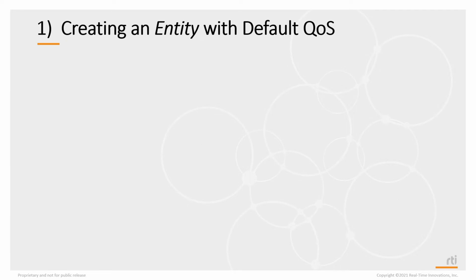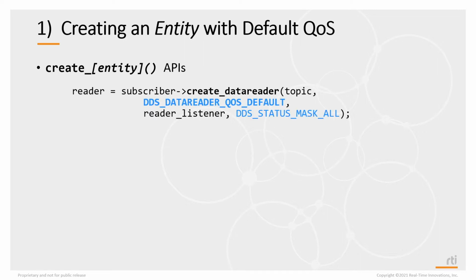Creating entities with a default QoS. To create entities, you would call a create entity API: create domain participant, create data reader, create data writer, create publisher, create subscriber, etc. For example, to create a data reader, you would call the create data reader API or function call on a subscriber object. And this create data reader method takes in a data reader QoS. So you pass in a data reader QoS with which you create the data reader.